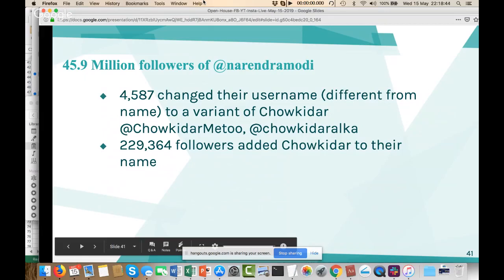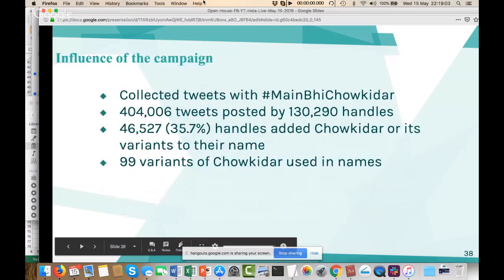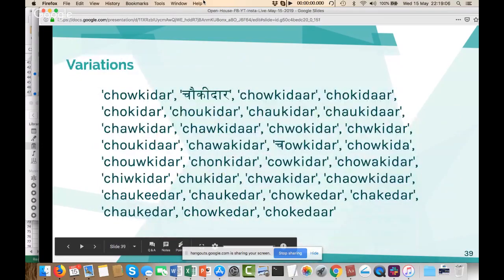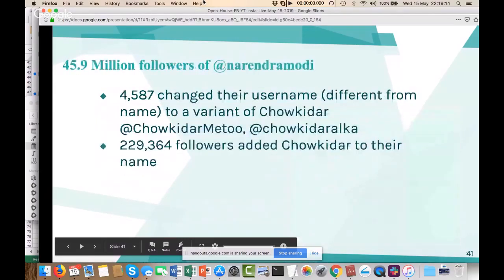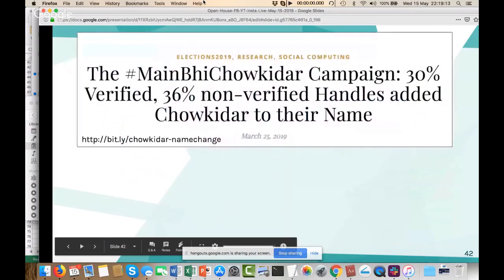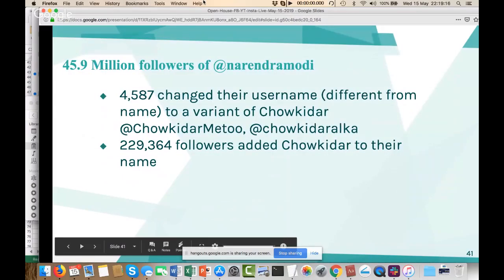So about 4,500 handles have added Chowkidar to their username itself, which is the example that I've given here, Chowkidar Me Too, yeah? Chowkidar Alka, right? So that's in the username itself, whereas the ones that we saw before are actually in the name. This example that I've shown you here is on the name. About 229,000 followers added Chowkidar to their name, right? So there is a difference between name and the username itself.